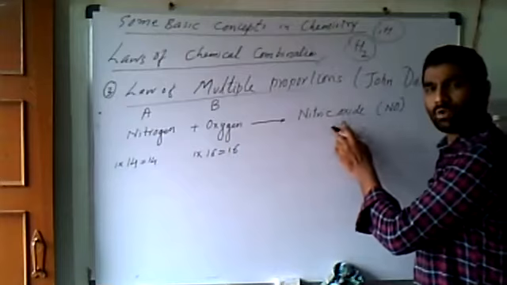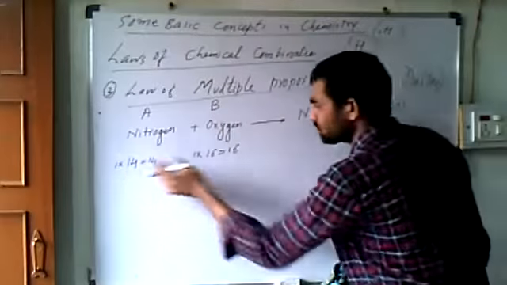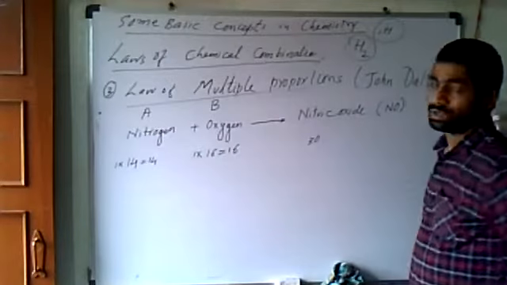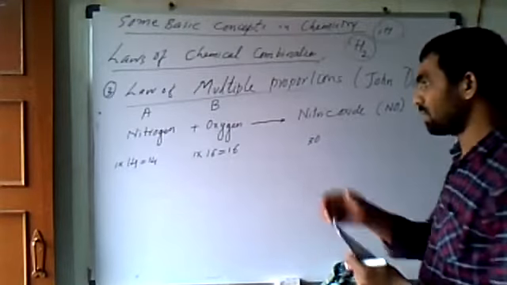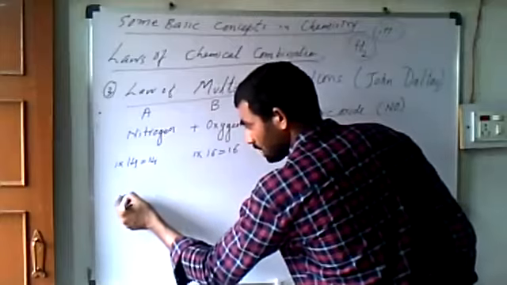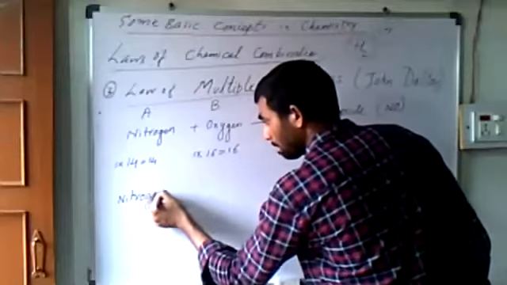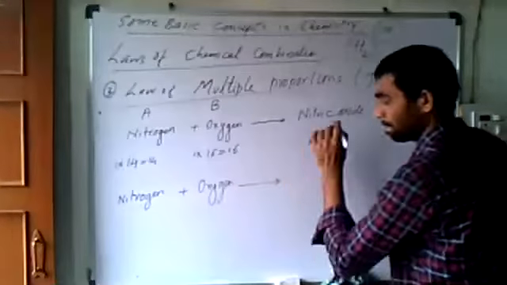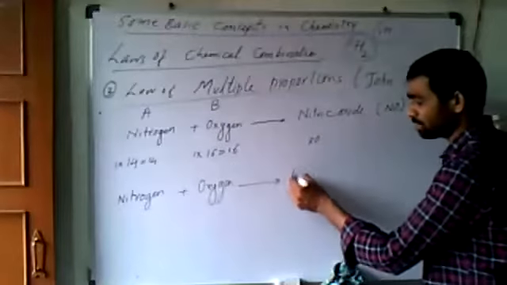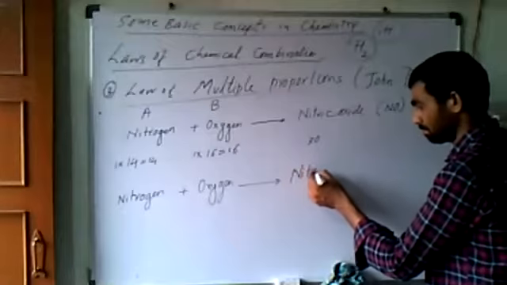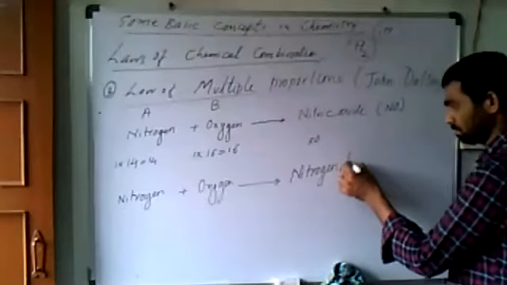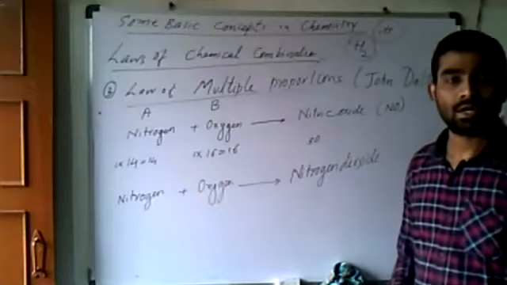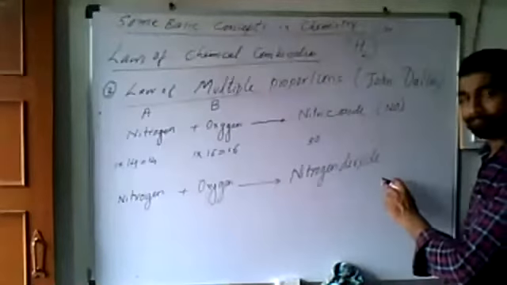So see, we have no business with this. Automatically you can combine these two, and it will give you 30. Let us take one more reaction of this nitrogen and oxygen, and it is forming nitrogen dioxide.